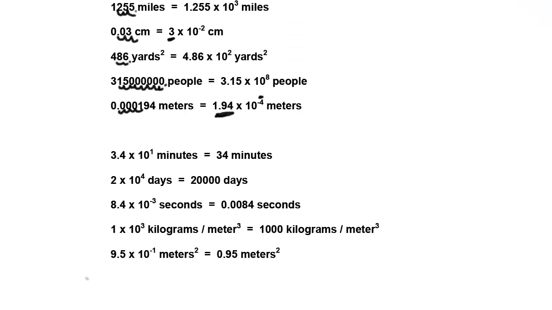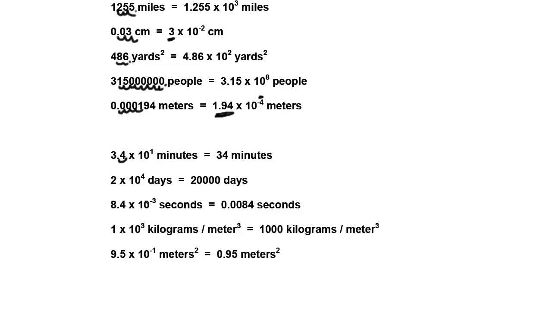So let's do some other examples. Let's go backwards. Let's start with scientific notation and just write out the whole number. 3.4 times 10 to the 1 minutes. 10 to the 1, you know you're going to have a bigger number. This time, in order to get it to be bigger, you're going to have to move the decimal point to the right. Notice 10 to the 1 is 10, so 3.4 times 10 is going to be 34. 34 minutes.